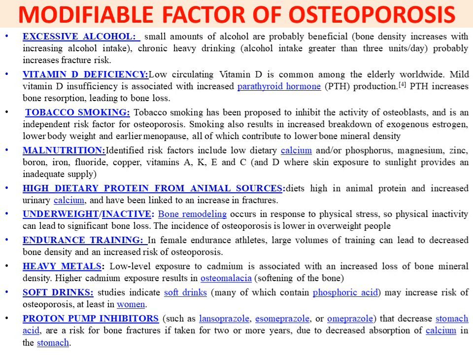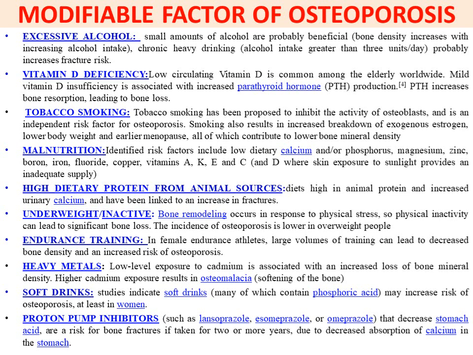Modifiable factors of osteoporosis: excessive alcohol. So, a small amount of alcohol is probably beneficial. Bone density increases with increasing alcohol intake, but chronic heavy drinking of alcohol decreases the bone density and increases the fracture risk. Second point is vitamin D deficiency.